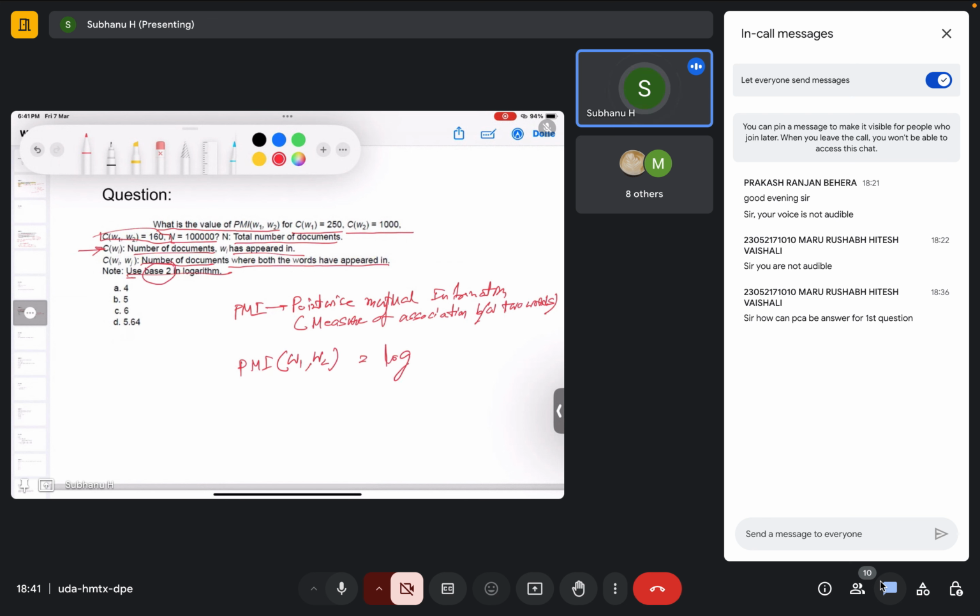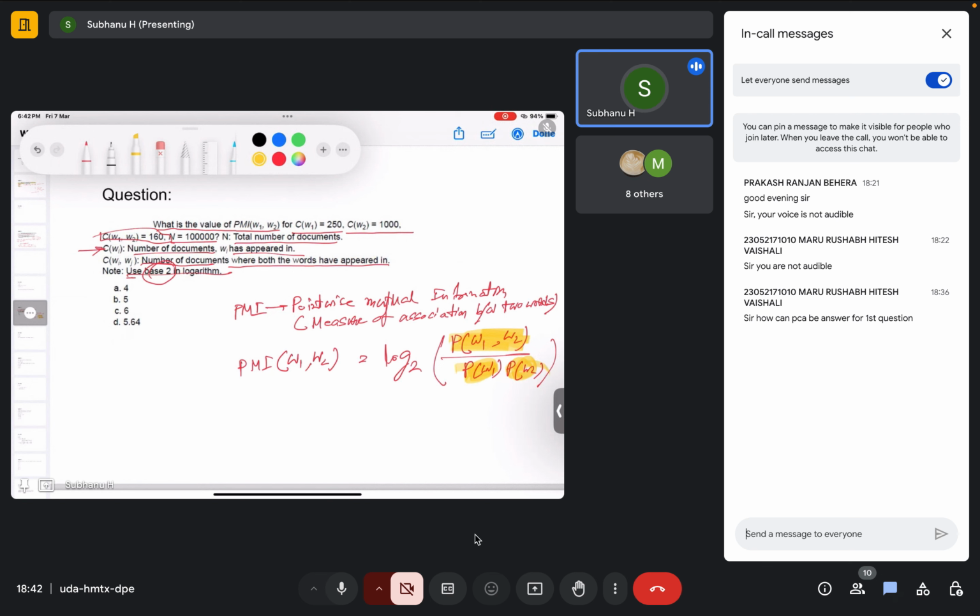base 2, since we are told to use base 2, of P(W1, W2) divided by P(W1) times P(W2). Here P(W1, W2) is the joint probability of both words appearing together, and P(W1) and P(W2) are the individual probabilities of each word.